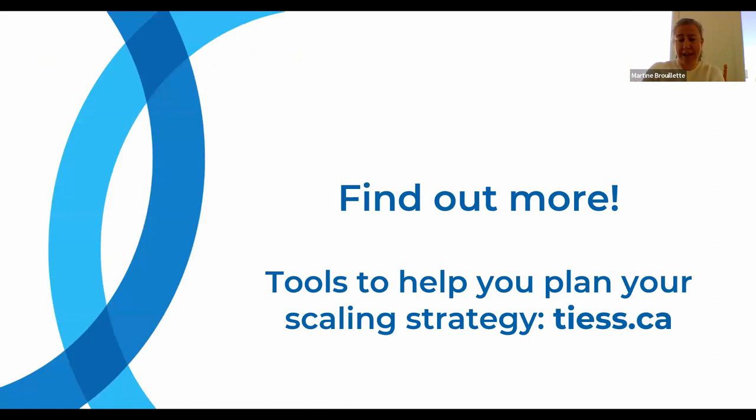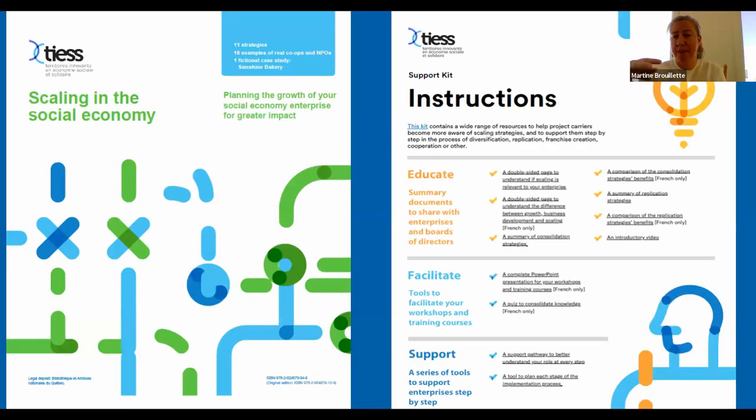So if you are looking at exploring this topic a little bit more, just know that you have on the TS website access to really a lot of different material. On the left, you'll see the guide, Scaling the Social Economy. It's a complete guide that presents the concept, what it means, all the different strategies with a lot more details than what I was able to give you today. You'll have a really detailed explanation with examples for each strategy that can be considered in your scaling process.